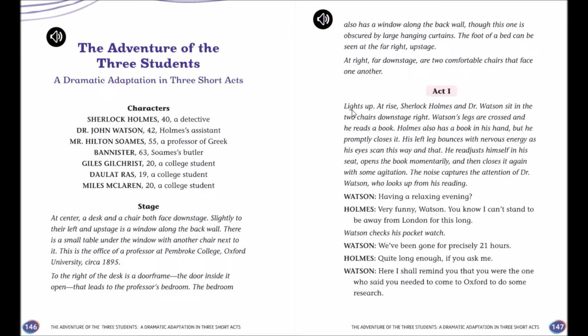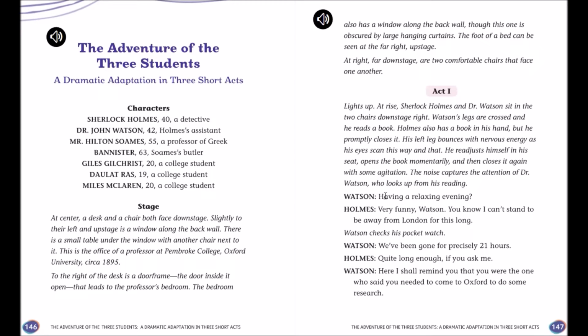Act 1. Lights up. At rise, Sherlock Holmes and Dr. Watson sit in the two chairs downstage right. Watson's legs are crossed, and he reads a book. Holmes also has a book in his hand, but he promptly closes it. His left leg bounces with nervous energy as his eyes scan this way and that. He readjusts himself in his seat, opens the book momentarily, and then closes it again with some agitation. The noise captures the attention of Dr. Watson, who looks up from his reading.